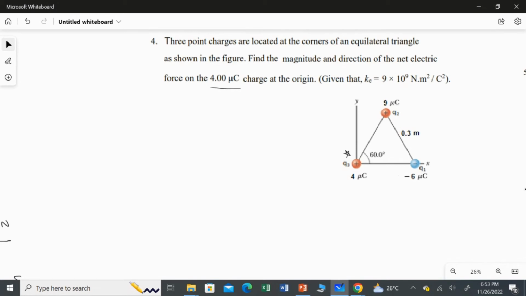Clear? So what should be the interaction of the third charge and the second charge? And what should be the interaction of the third charge and the first charge? So first of all, let's start with the charge between 2 and 3. Clear?